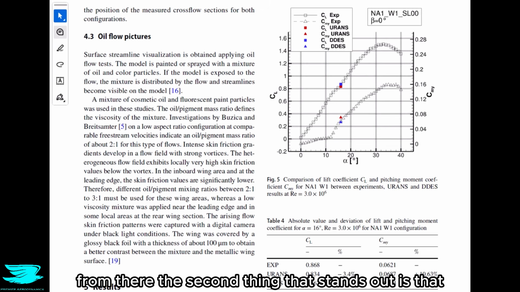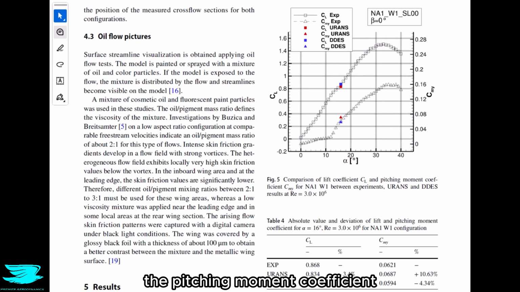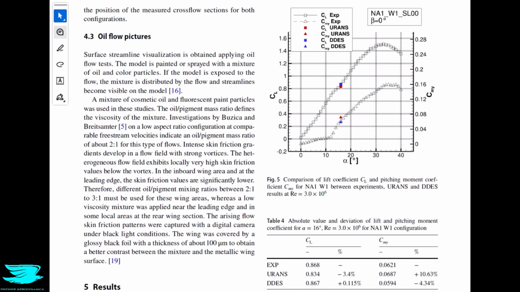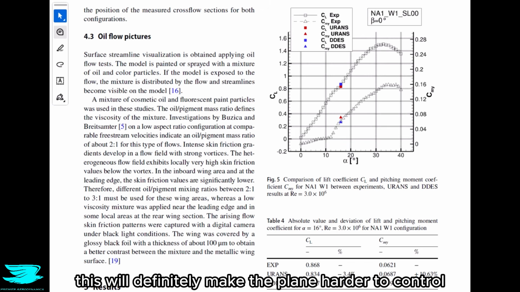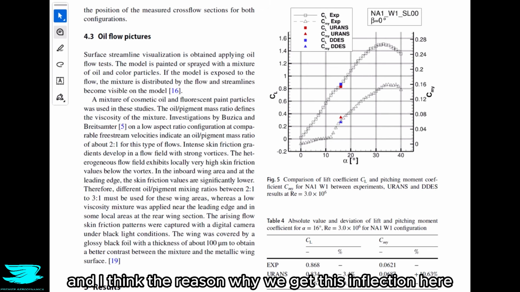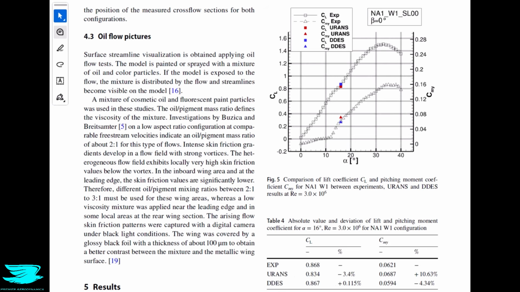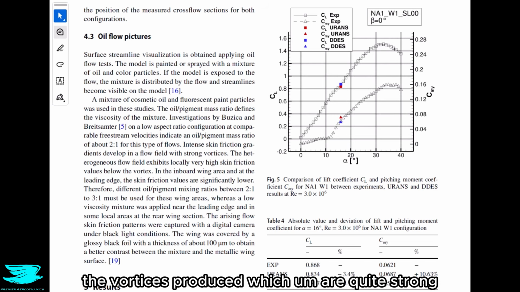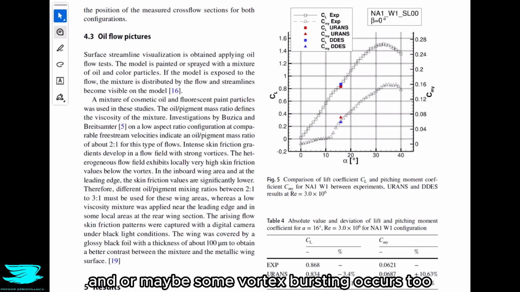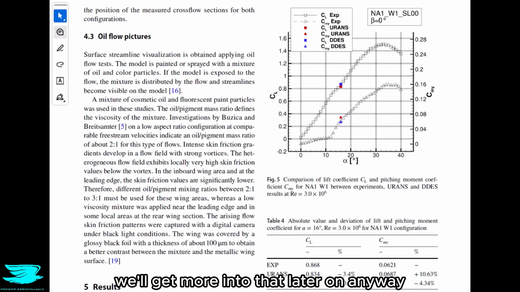The second thing that stands out is that at around 12 degrees or so, the pitching moment coefficient all of a sudden just takes off, and the slope is like 3 times greater than at lower angles of attack. This will definitely make the plane harder to control because you'll get this sudden jolt that makes your plane want to pitch up way more. And I think the reason why we get this inflection here is because at this angle, the vortices produced, which are quite strong, will probably become stronger and the vortex lift effect maybe becomes more prominent, and or maybe some vortex bursting occurs too. We'll get more into that later on.